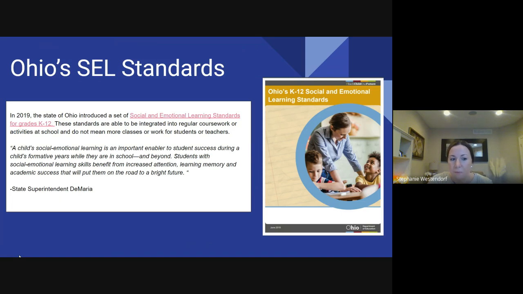This is from our former state superintendent, Superintendent DeMaria. He said, "A child's social emotional learning is an important enabler to student success during a child's formative years while they are in school and beyond. Students with social emotional learning skills benefit from increased attention, learning memory, and academic success that will put them on the road to a bright future."